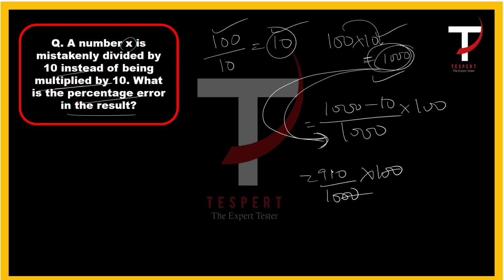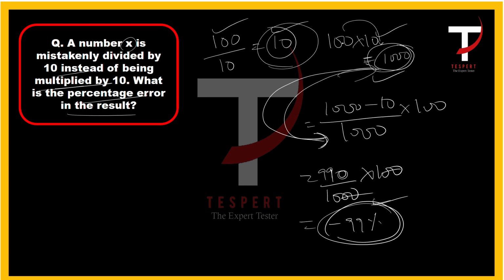990, right? 990 by 1000 into 100, which is equal to 99%. See, minus 99% means decrease, so the percentage error is 99%. It should have been 1000, but we got 10 because instead of multiplying we divided 100 by 10.